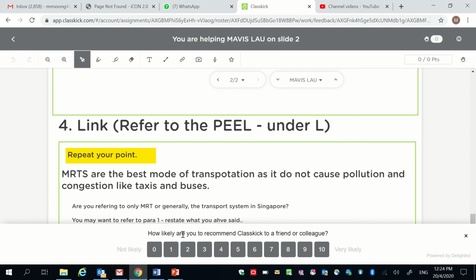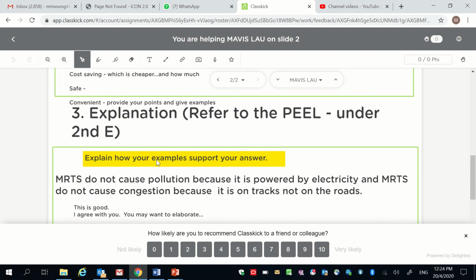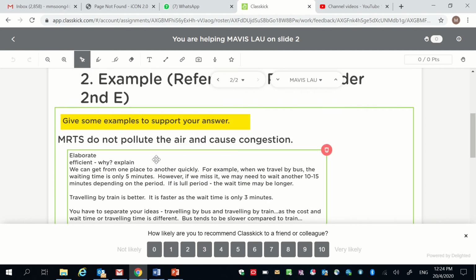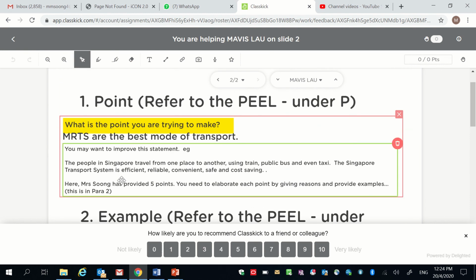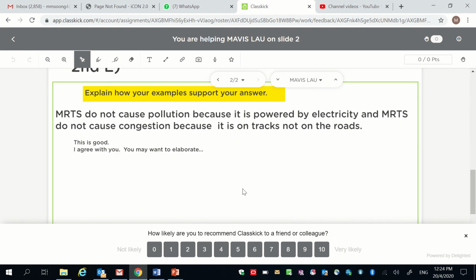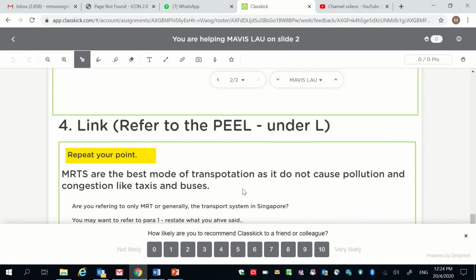You may want to refer to paragraph 1 again, which Mrs. Soong has written for her. This is paragraph 1. What did I say? I say the Singapore transport system is efficient, reliable, convenient, safe, and cost saving. Now, once we have mentioned that, you give your point of view. All right, how do you give your point of view?